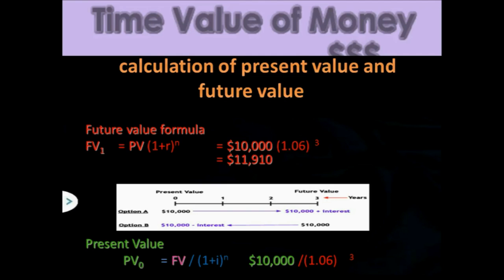Here is the formula for future value. FV equals PV times 1 plus r to the power of n, where $10,000 times 1.06 to the power of 3, where 0.06 or 6% is the interest and 3 is the n. Calculation for present value is the same as for future value, but we must divide because we are deducting from the future value amount that we get to find the present value.